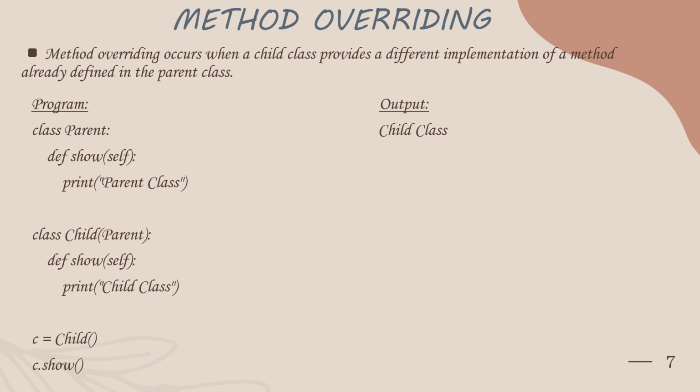Now, method overriding. Method overriding occurs when a child class provides a different implementation of a method already defined in the parent class. Here we have a parent class which we have named Parent, and defined show(self), which we have set to print "Parent class". Whereas for the child class we have print "Child class". C object is equal to Child, and C.show(). The output comes as "Child class".